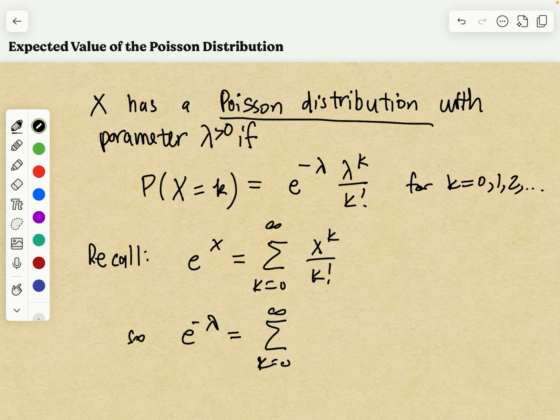You might have an issue with raising negative numbers to powers, but since the powers are integers, this isn't an issue. Okay, so this is negative lambda to the kth power over k factorial.